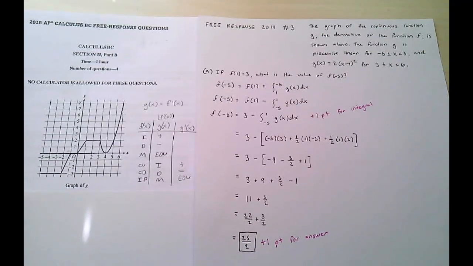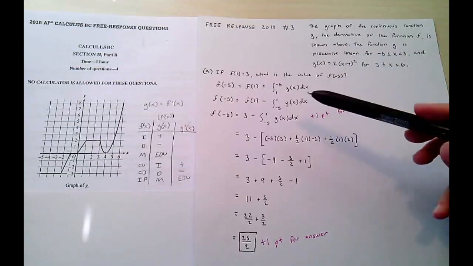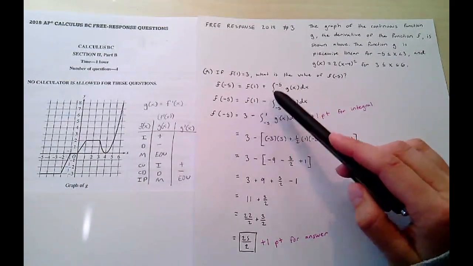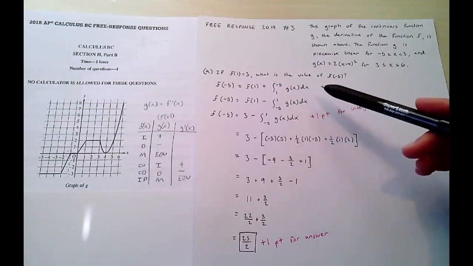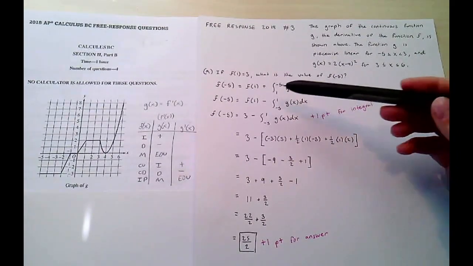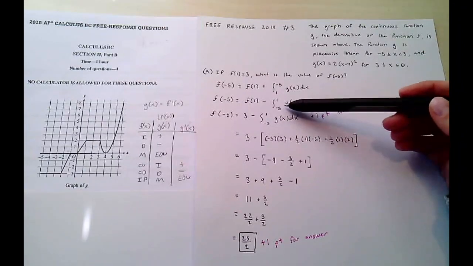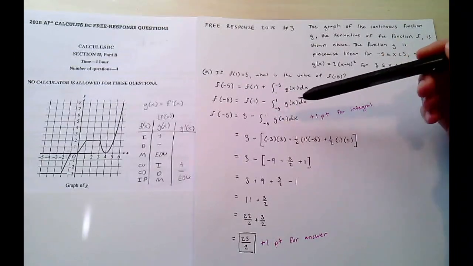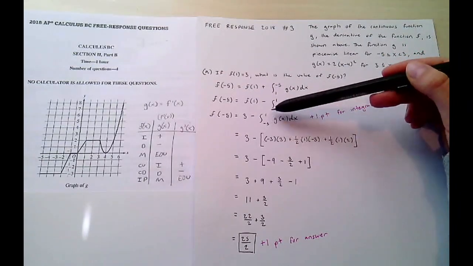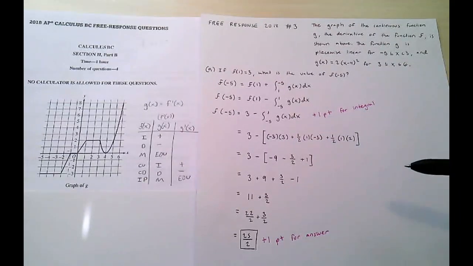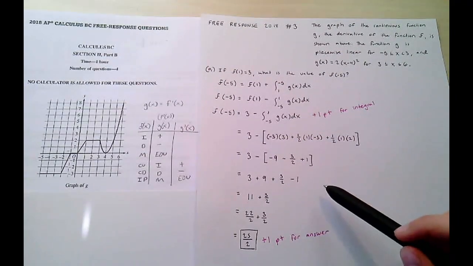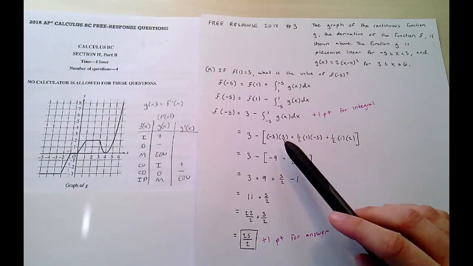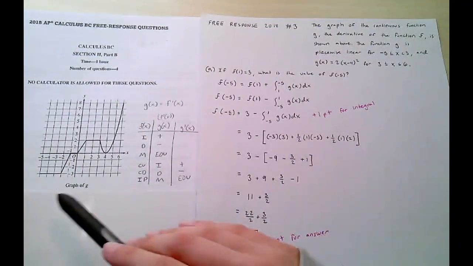For Part A, we are told that f of 1 equals 3, and asked what is the value of f of negative 5? So I begin by saying that f of negative 5 equals f of 1 plus the integral from 1 to negative 5 of g of x, and you can switch this by creating a negative here and switching these bounds, and then I plug in the 3 for f of 1 and continue to rewrite the integral from negative 5 to 1 of g of x dx, and then I plug in the bounds, and since we are given the graph, we can find the area.